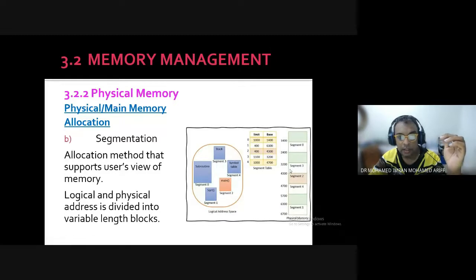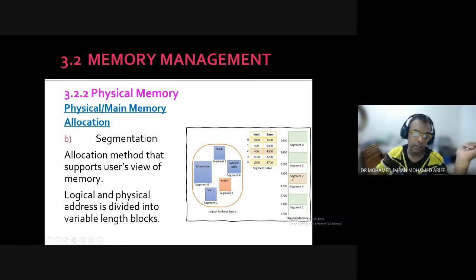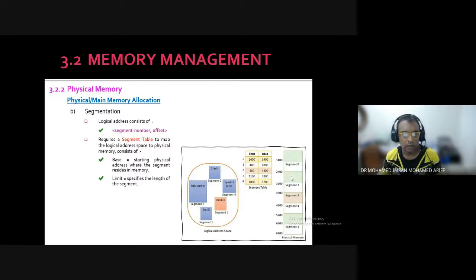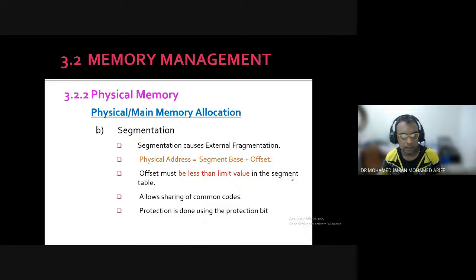Let's say the CPU requires segment 2. So segment 2 base is 4300, and the size is 400. So it goes until 4700 and the required file for segment 2 is inside this particular location. That is how you do segmentation. Segmentation is very straightforward. So same examples here, we can do segmentation.